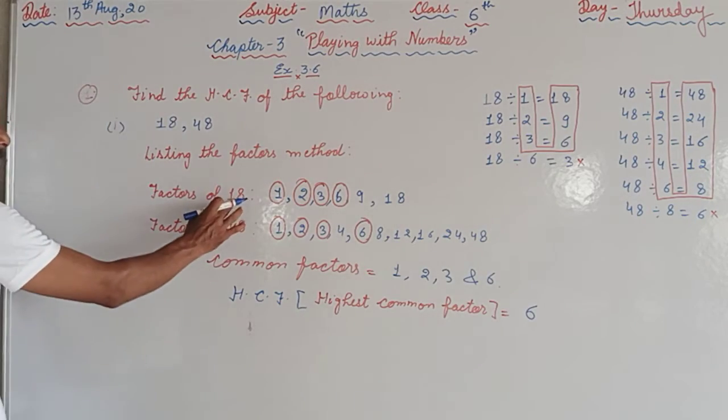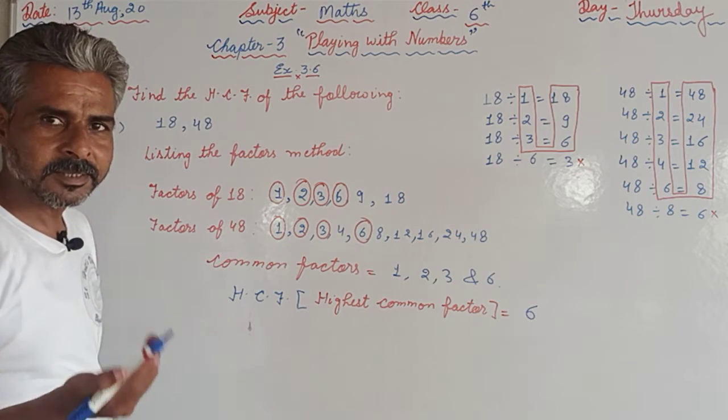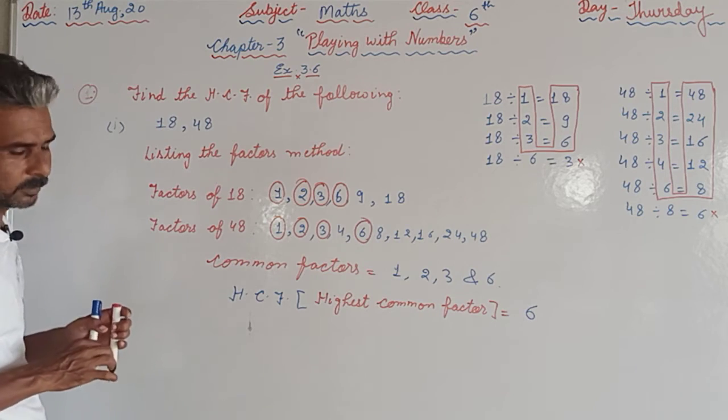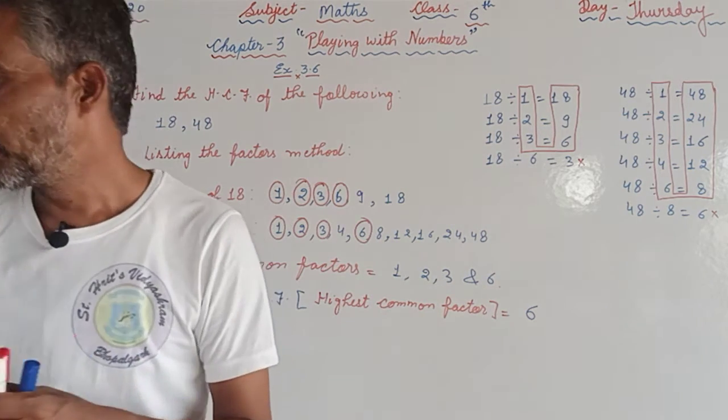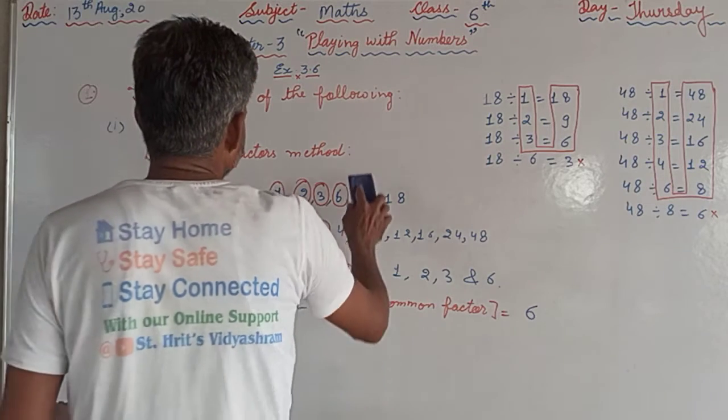Now 6 can divide 18 as well as 48. There is no number larger than 6 which can divide both these numbers. So this is the way how we have to proceed. At the same time, we will take one more part in which 3 numbers have been given.